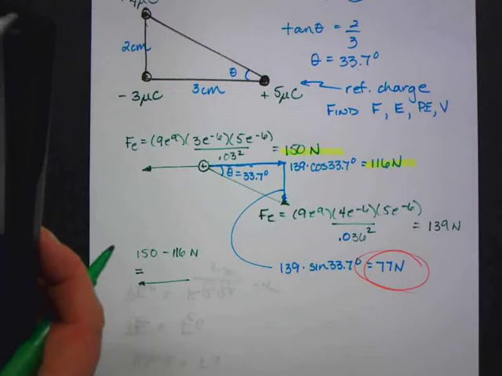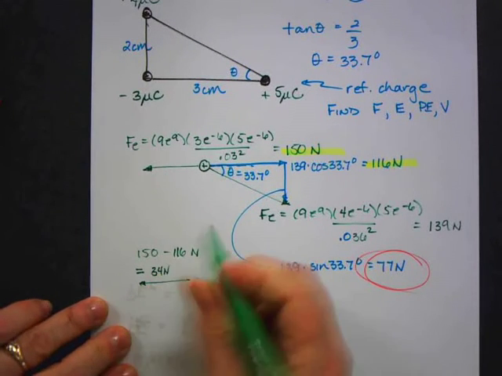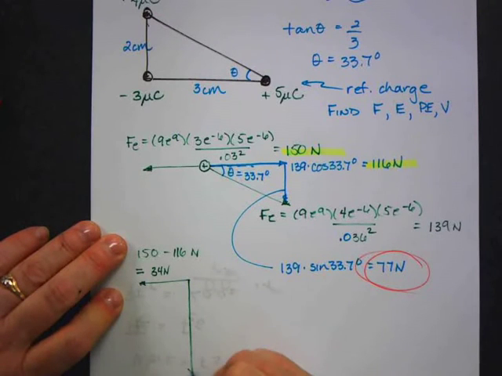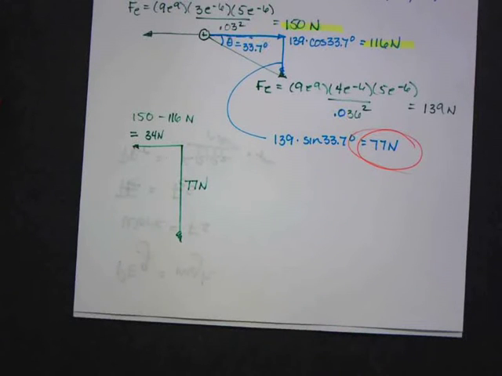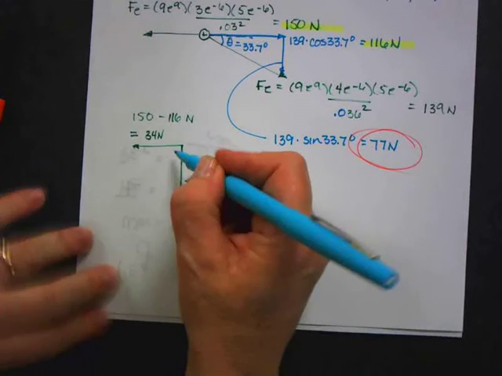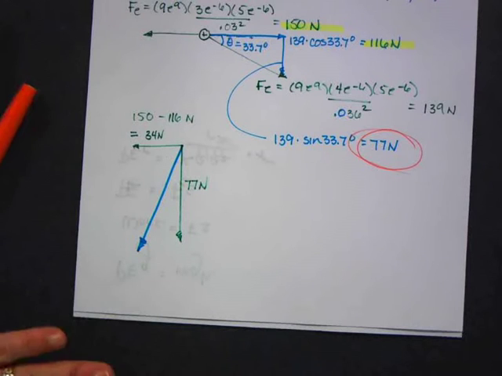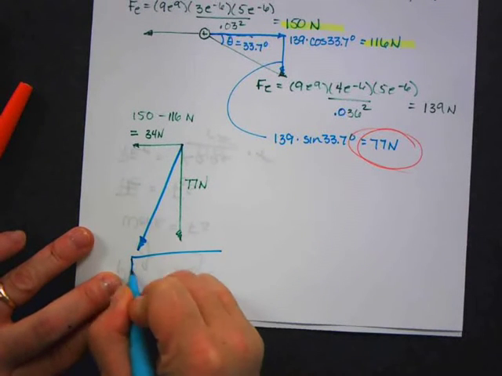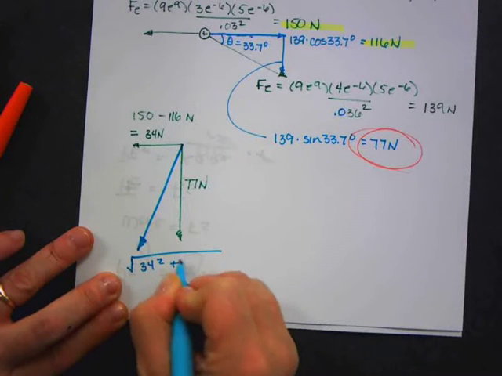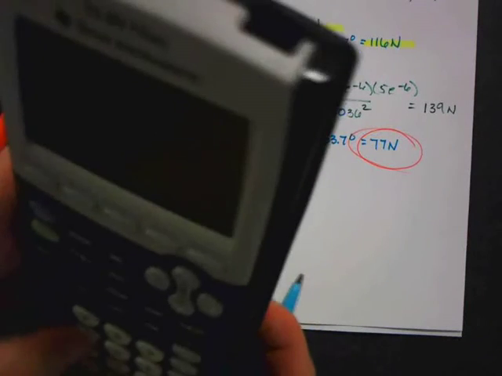This is 34. Is that right? That's right. Thank you. And then vertically, 77. I just want to draw these so that they're approximately proportionally correct. And that means the final resultant is like this. And how would you find that? Pythagorean theorem, right? This one will be the square root of 34 squared plus 77 squared.